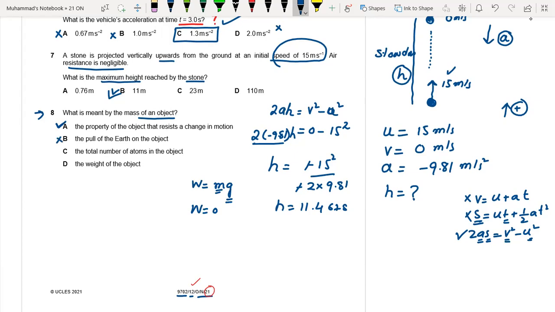The total number of atoms in the object, you know that if you count the total number of atoms in an object, that will not be equal to the mass of the object. That will be equal to the total number of atoms. So that's why this is incorrect. The weight of an object is also equal to mg, and that is not equal to the mass of the object. So that doesn't define the mass of an object. So this is a straightforward question. You should know that the property of an object that resists a change in motion is known as the mass of an object.